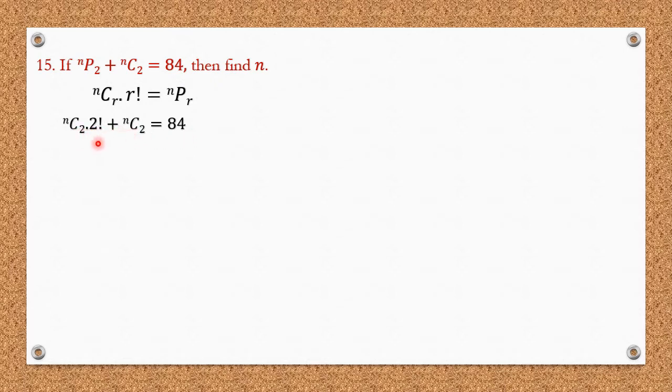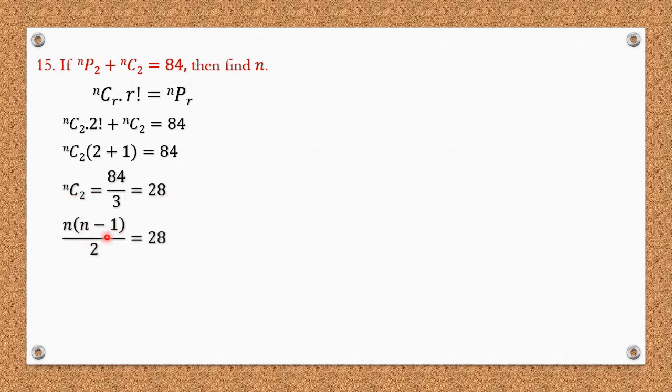So I am just going to take this NC2 as common. So the remaining value is 2 factorial, which is 2, plus 1. So 2 plus 1 is 3. That 3 I am going to divide on the opposite side. So 84 upon 3 will be 28. So NC2 is 28. NC2 is actually n into n minus 1 upon 2. That is 28. So multiply 28 with 2. You will get n into n minus 1 is equal to 56.